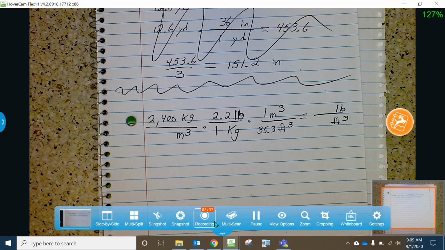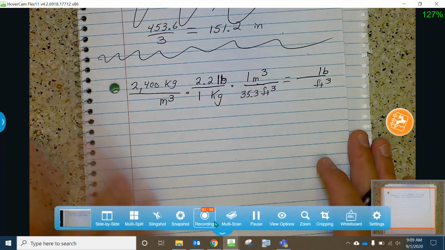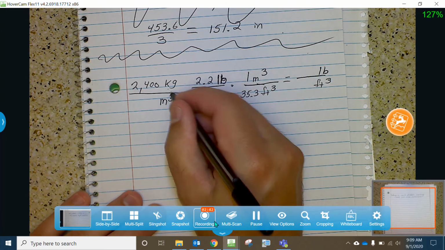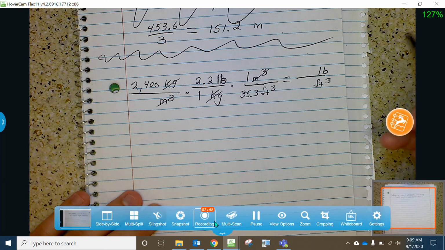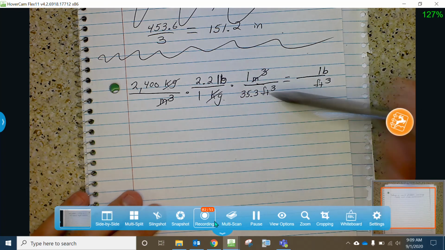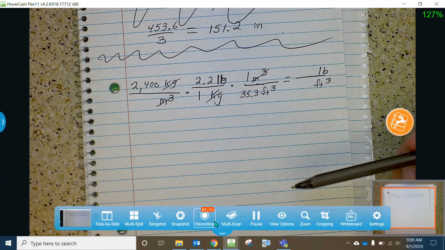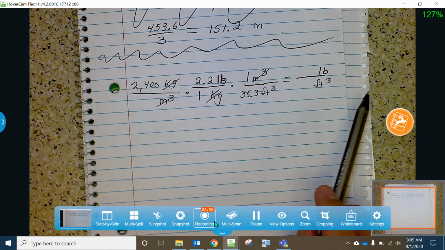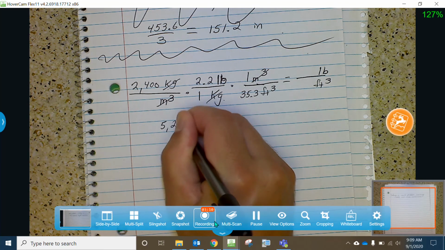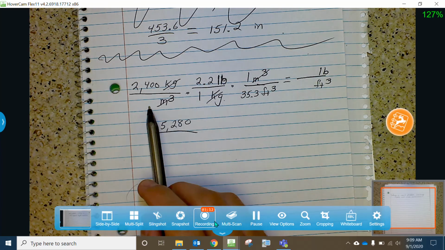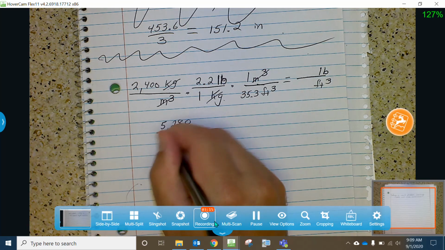Okay, so let's go back to my paper. All right. So I like doing this. I have a kilogram on top, kilogram on bottom. It goes away. I have a meter cubed on bottom and a meter cubed on top. It goes away. What are we left with? A pound and a feet cubed. So what we're going to do is multiply everything on the top and everything on the bottom. So we get 2,400 times 2.2 is 5,280, and 1 times 35.3 is just 35.3.